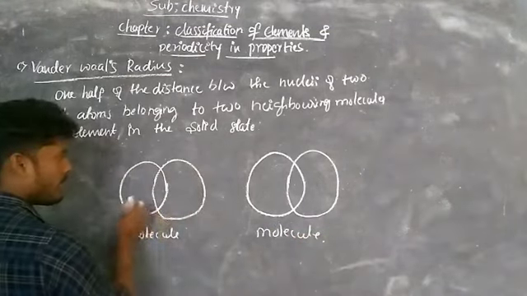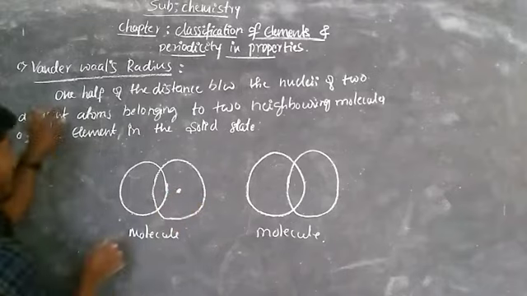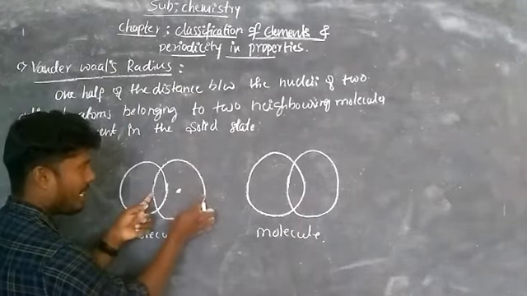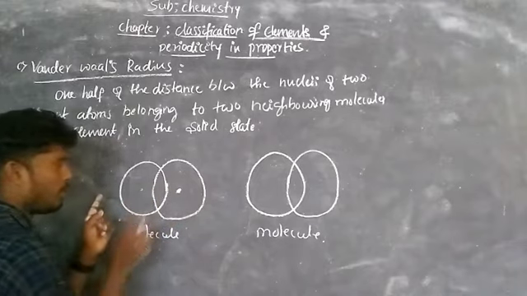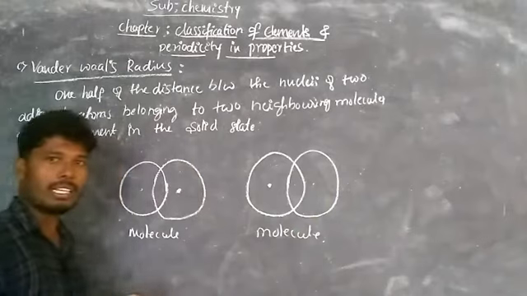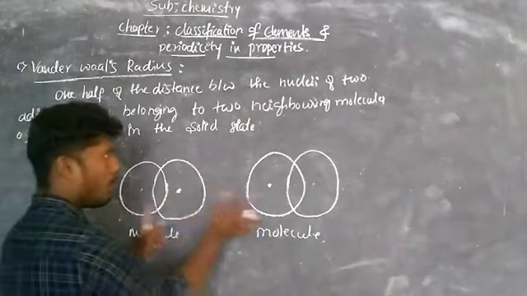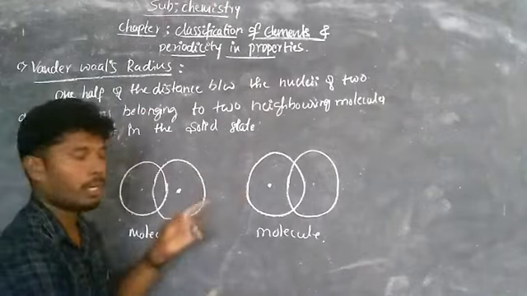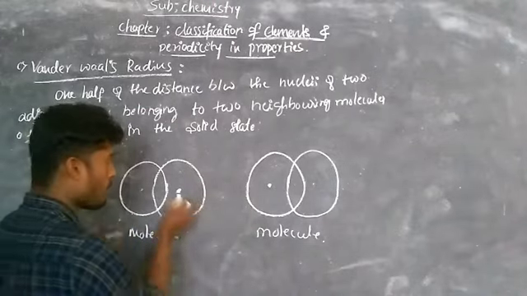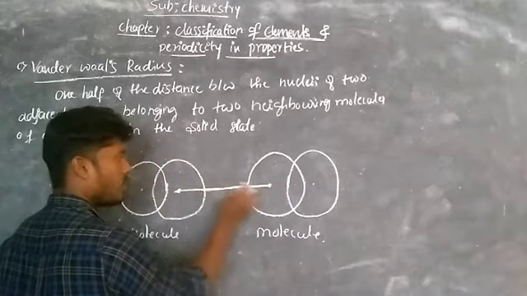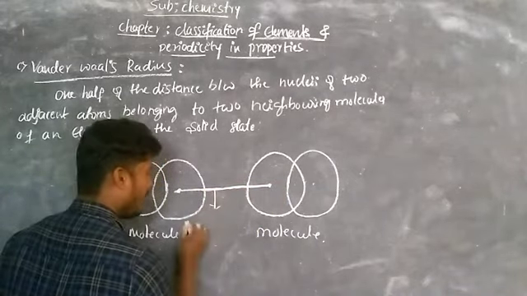Now the distance between the centers of the nuclei, one half of the distance between the nuclei, right? This is the center of the nucleus for this atom, this is the second atom, and this is its center of the nucleus. Now this is the center of the nucleus for one atom, and this is for another atom. This is one molecule, and this is another molecule. That is, belonging to two neighboring molecules. We are taking two neighboring molecules. The distance between these two centers of the nuclei is called what? Internuclear distance.